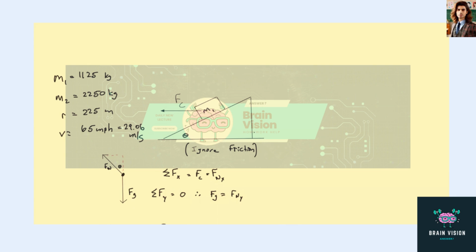All right, so we have a banked curve, and we want to figure out what angle we need that curve to be set at when we're given the following conditions. We have a mass 1 and mass 2, 11.5 and 2250. We have a radius of 225. Velocity, we want everybody to go at the speed limit of 29.06 meters per second, which is the same as saying 65 miles per hour. So I made that conversion so that we can utilize the standard units of measurement.